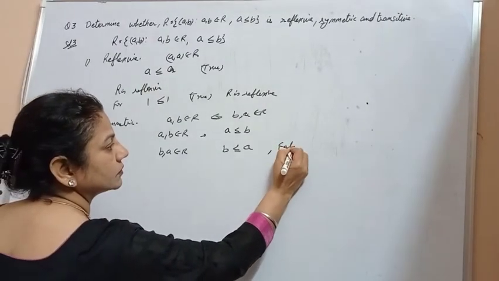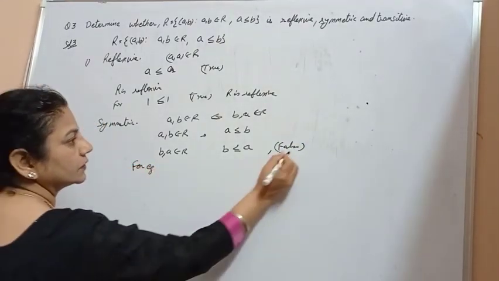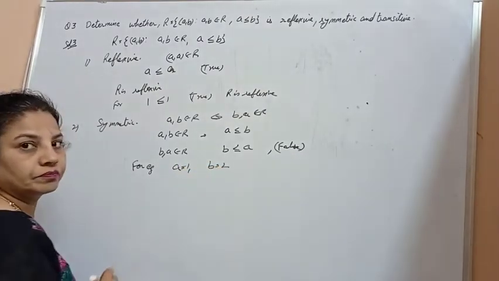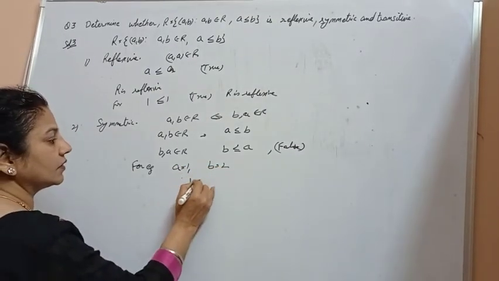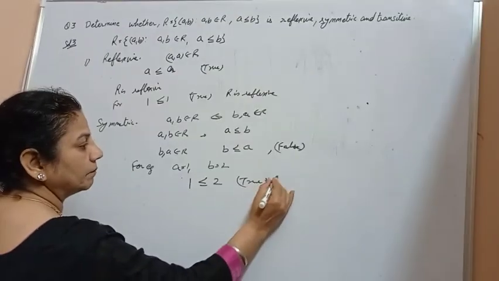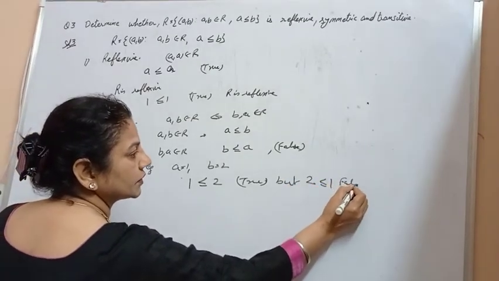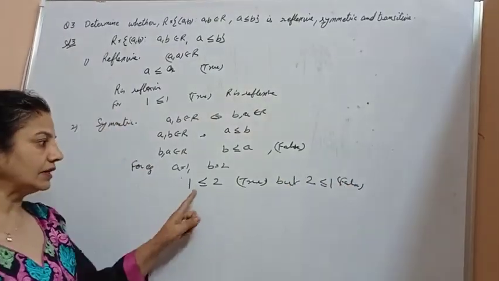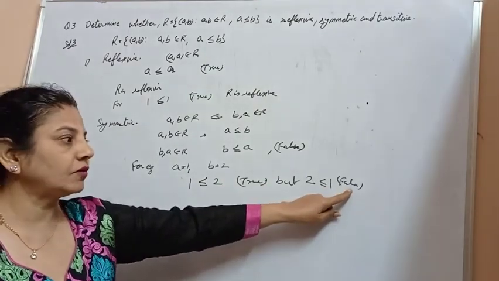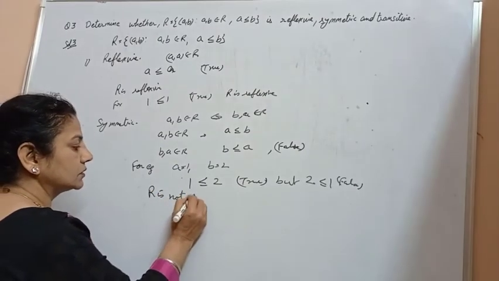This is false. For example, let a equal 1 and b equal 2. In this case, we can say that 1 is less than or equal to 2. This is true. But 2 is less than or equal to 1 is a false statement. 1 is less than 2, but 2 is not less than or equal to 1. So this is a false statement. So we say that R is not symmetric.